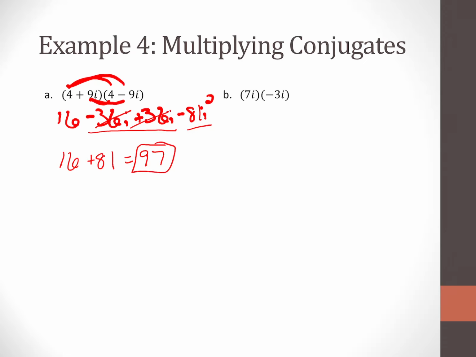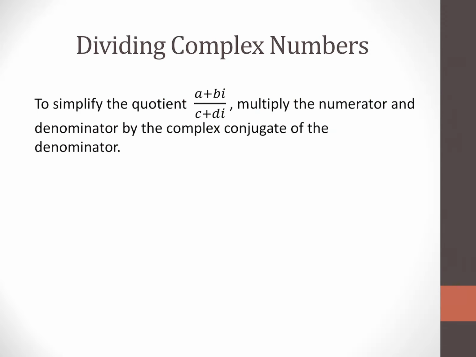So whenever they're exactly the same numbers, but the opposite signs inside, so conjugates, you'll end up with just a number. This one's even easier. There's no plus or minus, so multiply the numbers together. 7 times negative 3 is negative 21. And then i squared is negative 1, so this would just be 21. So multiplying our conjugates together gives us a whole number. So we'll use this when we're dividing complex numbers.